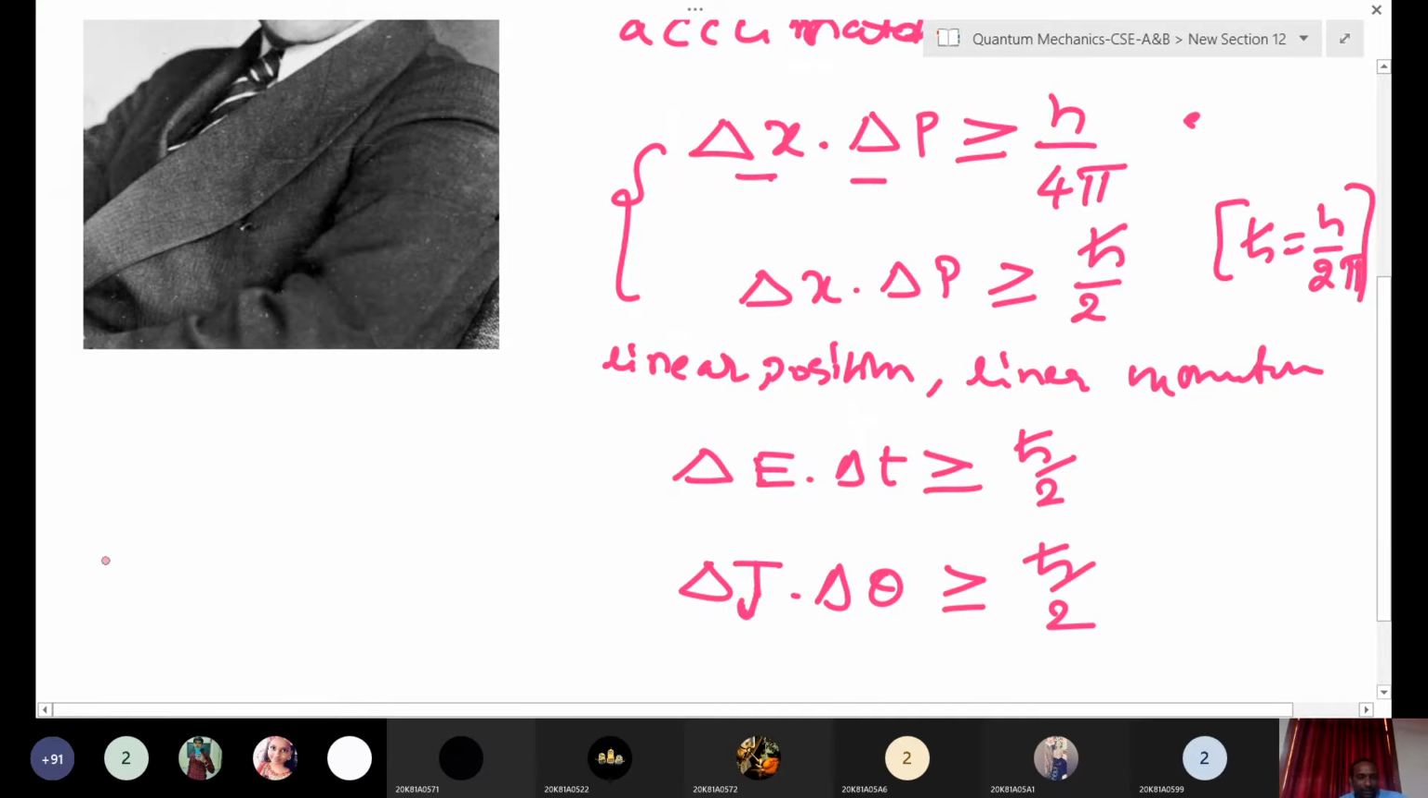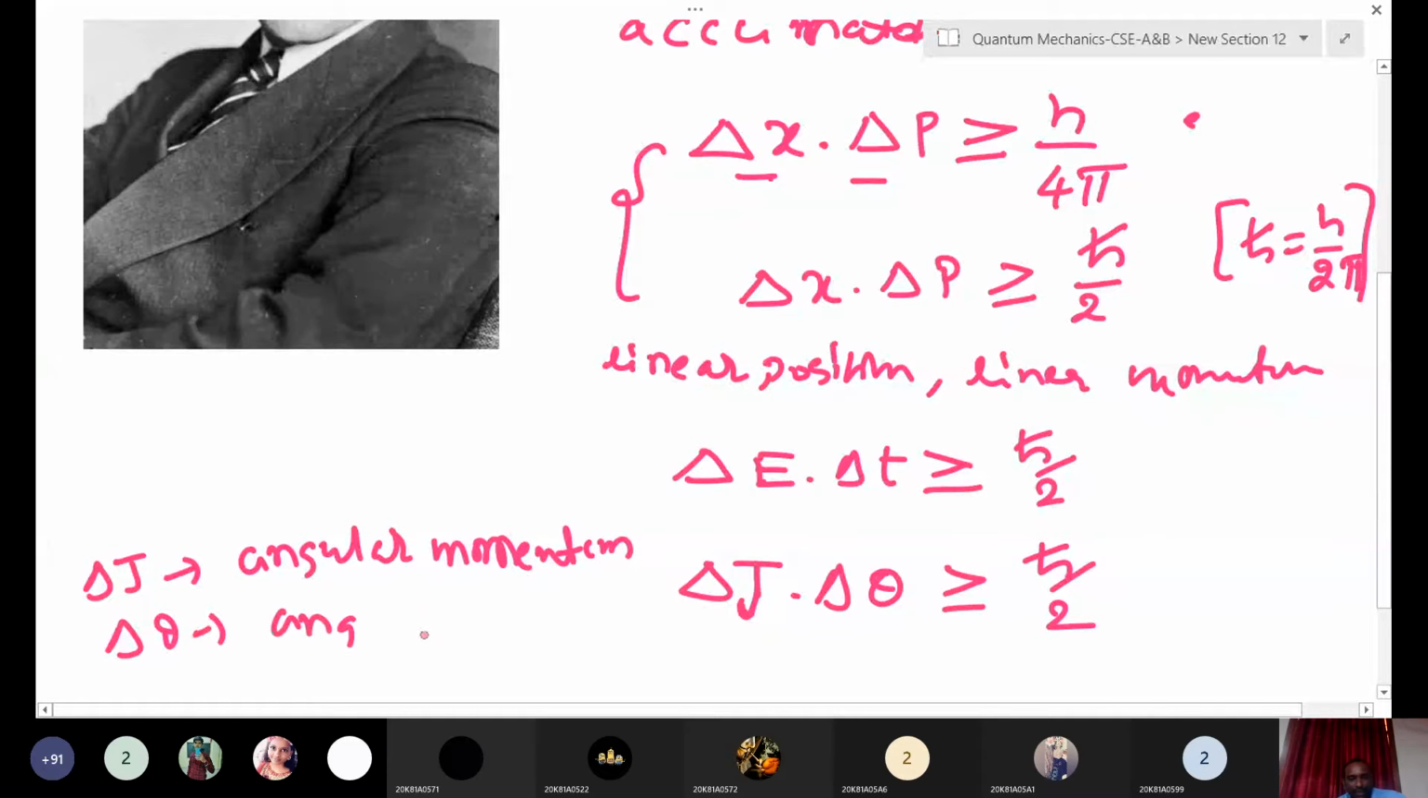So delta J is the uncertainty in angular momentum, and delta theta is the uncertainty in angular displacement. These three cases we can write.